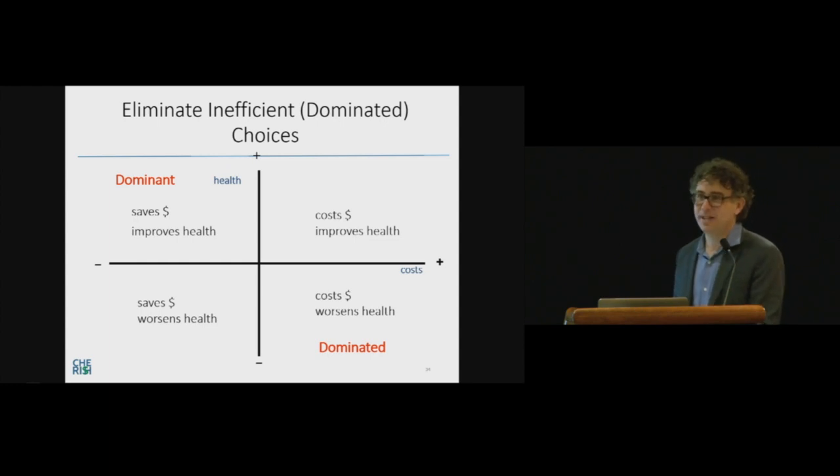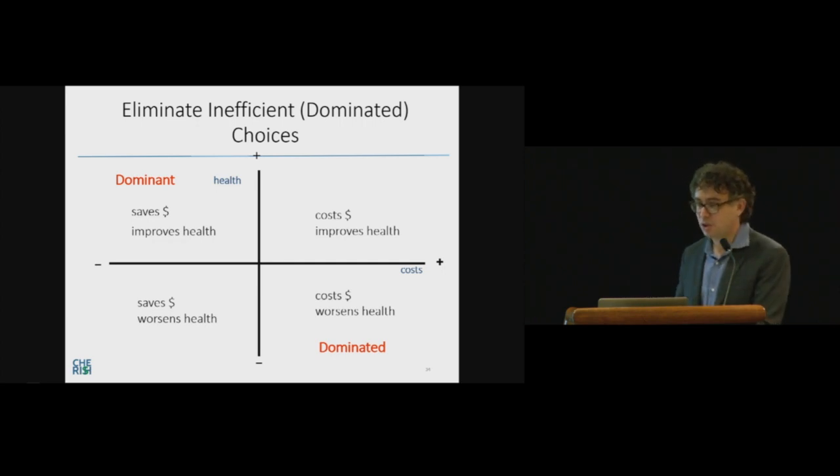And where most of the action is in these other spots, right? Where we usually find ourselves is here, things that cost money and improve health. And then the question is, is it worth it? Is there enough value? But what we really want to do is make sure that we eliminate from consideration in our cost effectiveness table all of these dominated strategies, right? Because those are not rational. We shouldn't do them.